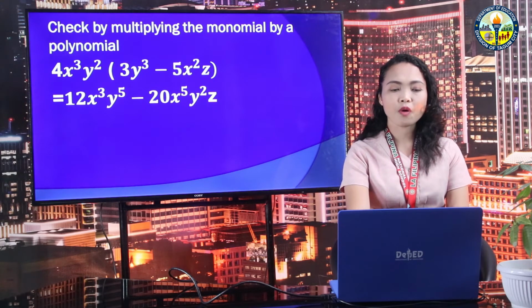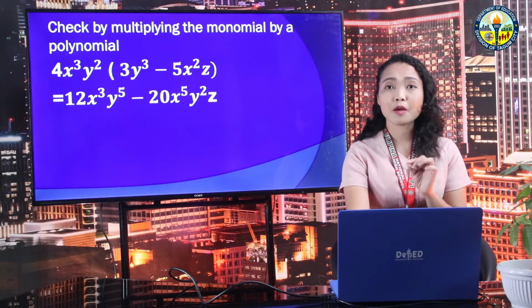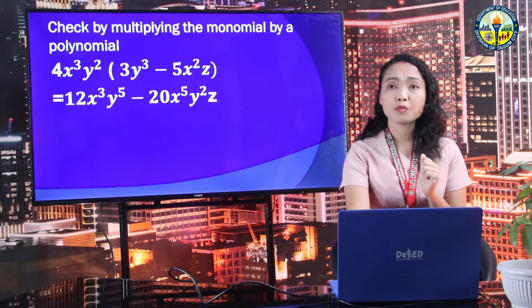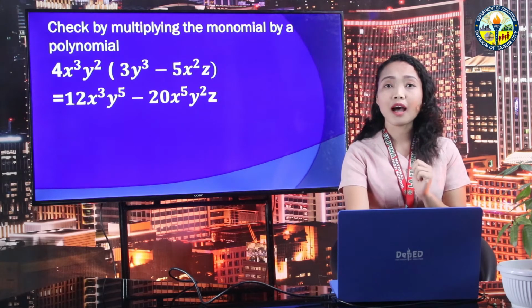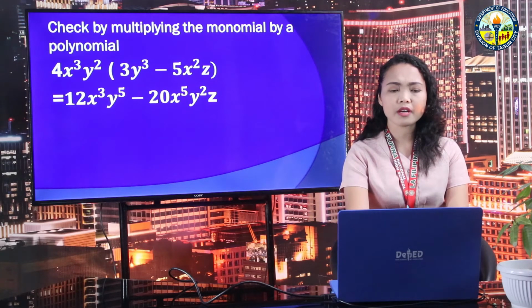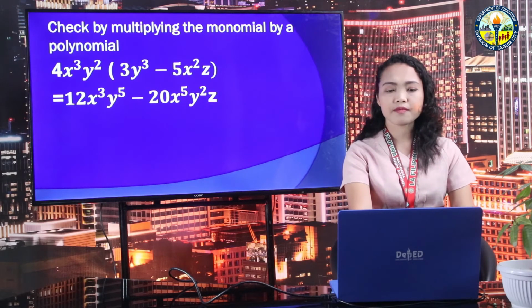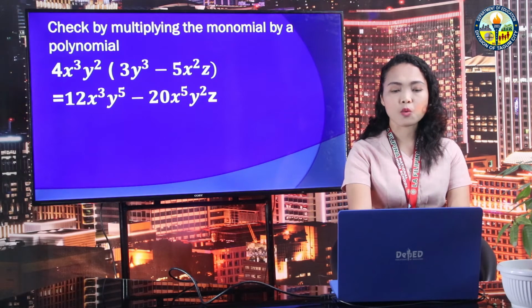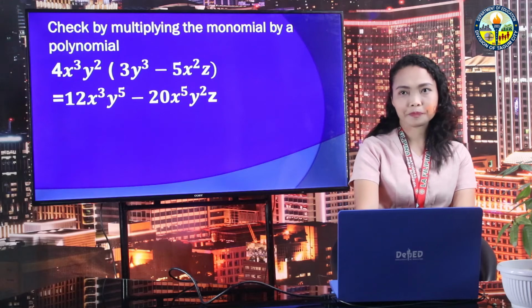So we have 4x cubed y squared times 3y cubed equals 12x cubed y to the 5th power. So this time we're going to apply the law of exponent, that is the product rule, that if you're going to multiply the polynomials, we will add the exponents for the same variable. So we have here 4x cubed y squared times negative 5x squared z, that is equal to negative 20x to the 5th power y squared z.